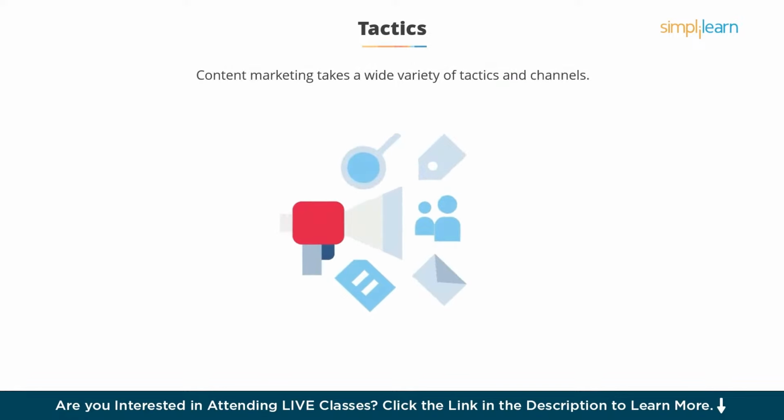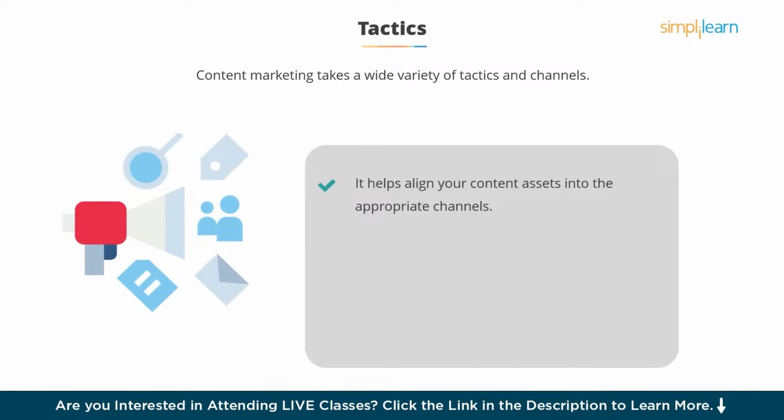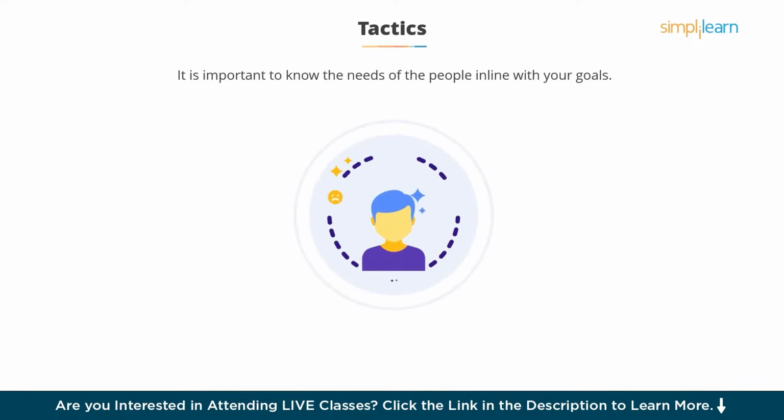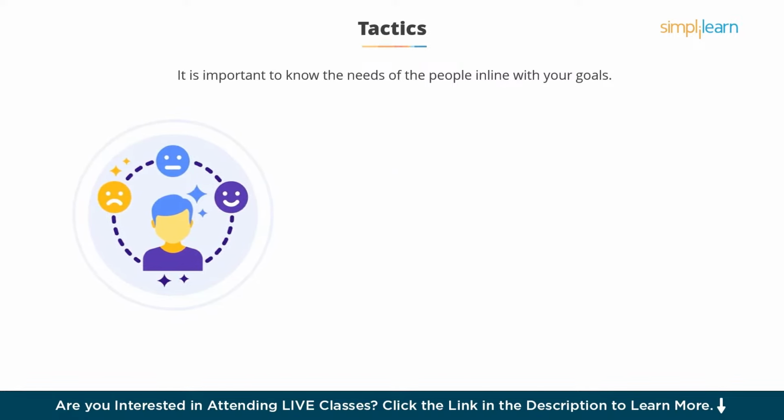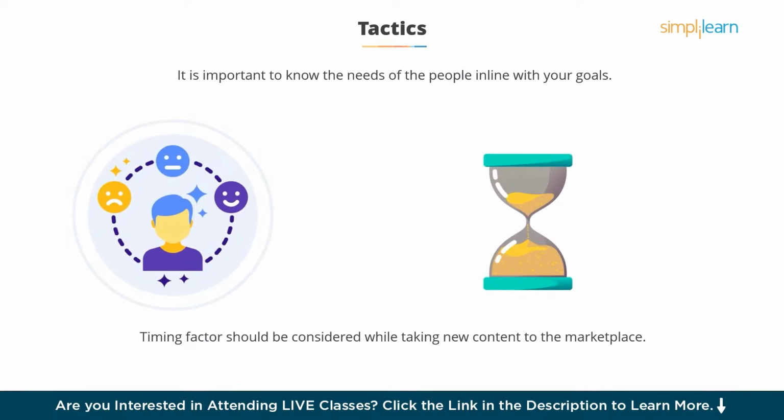Also, content marketing takes a wide variety of tactics and channels, but it unifies them to reach the right people at the right time. With the right approach, you can align your content assets into the appropriate channels and reach people with the information they need in the channel or media they want and move them to conversion. Knowing what people need, when they need it, and how to deliver that information will become the execution of your strategy in line with your goals. To be effective, consider the timing factor of what it takes to be prepared to take new content to the marketplace.